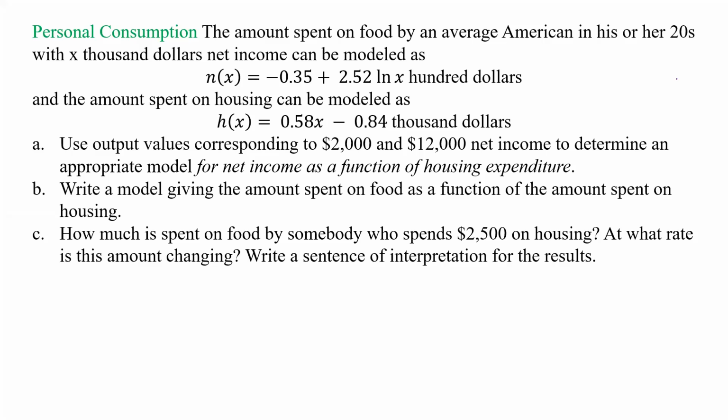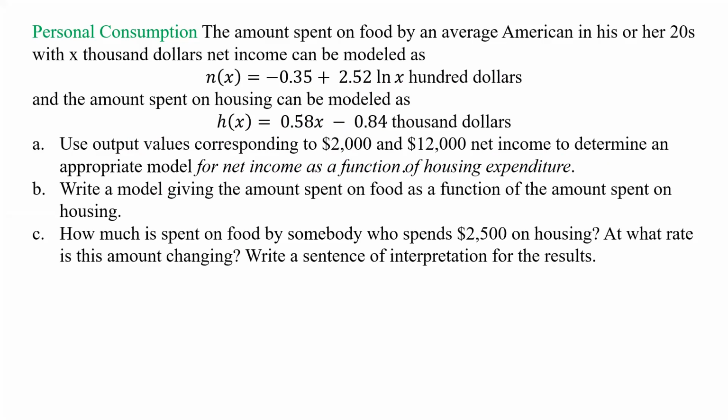All right, so this is on personal consumption. The amount spent on food by an average American in his or her 20s with X thousand dollars net income can be modeled as N of X equals negative 0.35 plus 2.52 ln X, in $100, and the amount spent on housing as H of X equals 0.58x minus 0.84 thousand dollars. Now, we're supposed to use the output values corresponding to 2000 and 12,000 net income to determine the appropriate model for net income as a function of housing expenditure.